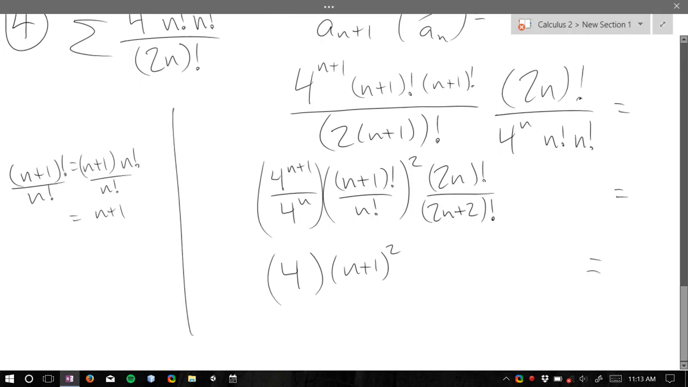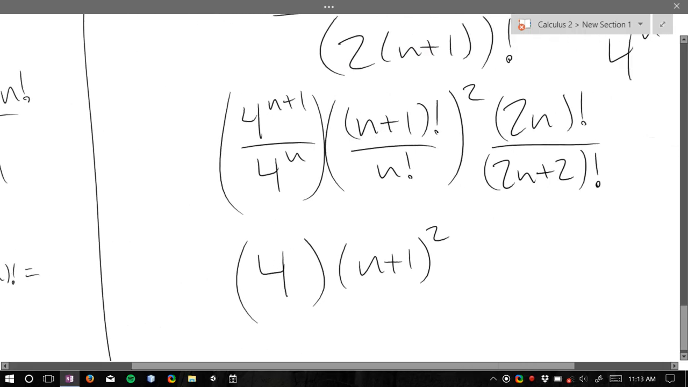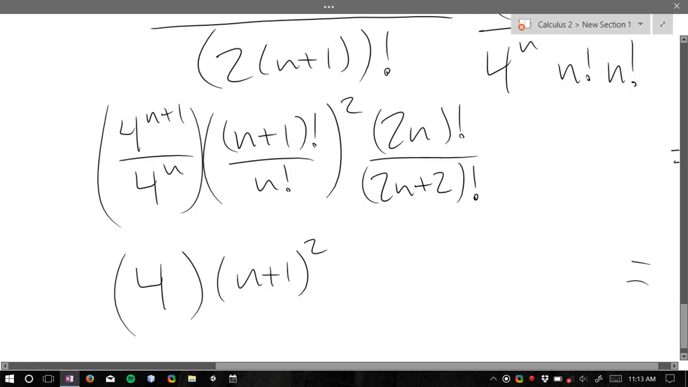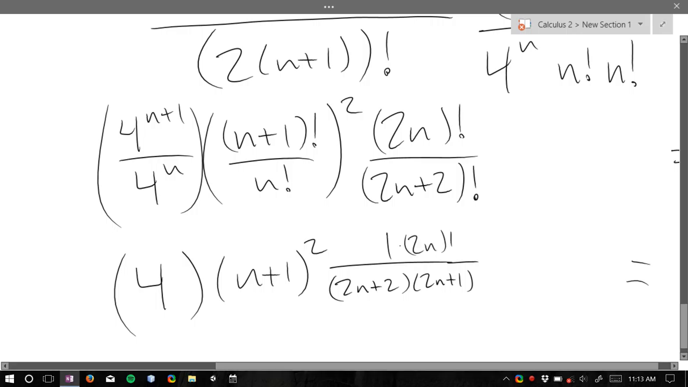So I'll do that work right here. So (2n plus 2) factorial is equal to 2n plus 2, 2n plus 1, times (2n) factorial. So that's the algebra that we're going to use over here for the (2n plus 2) factorial. So it's going to be 1 over 2n plus 2, 2n plus 1. There's still the (2n) factorial, (2n) factorial that are going to cancel.